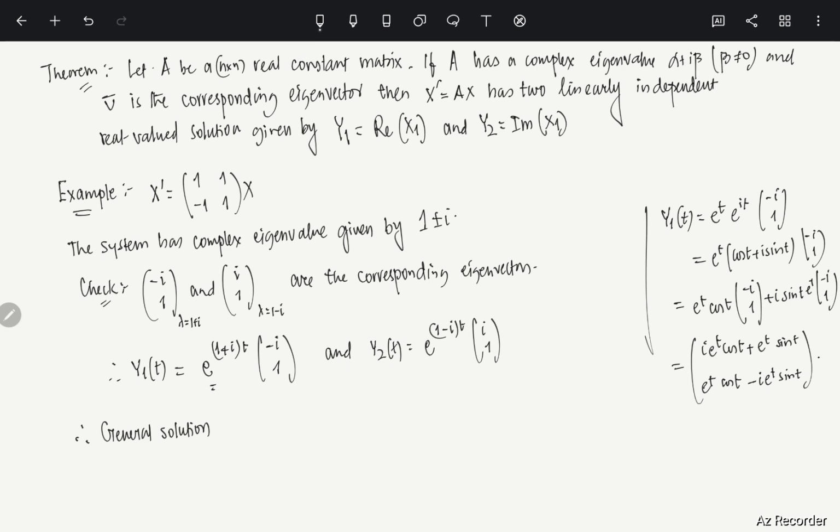So now basically the real part of y1 and the imaginary part of y1 you just separate out. So the general solution will look like this: c1 times e to the power t (sine t and cosine t). Okay, so you see this part and this part, right? That's the real part, and the imaginary part is this one and this one. Okay, plus c2 times e to the power t (cosine t and minus sine t).